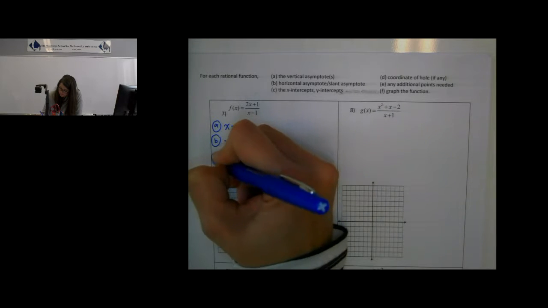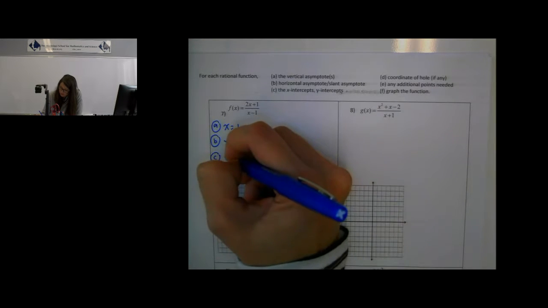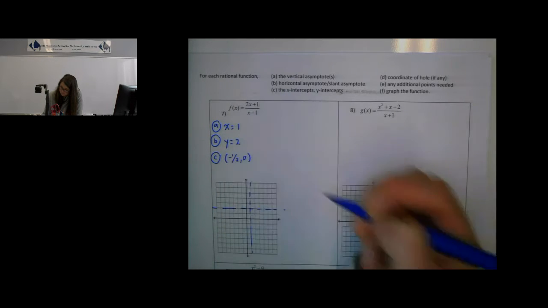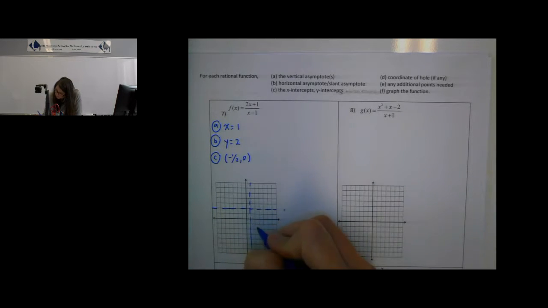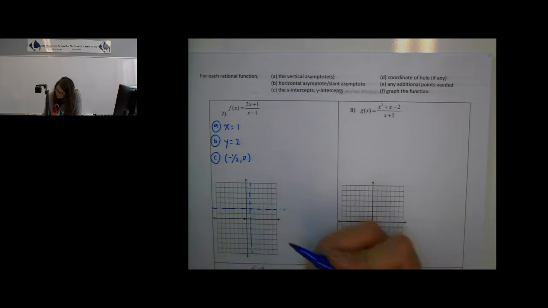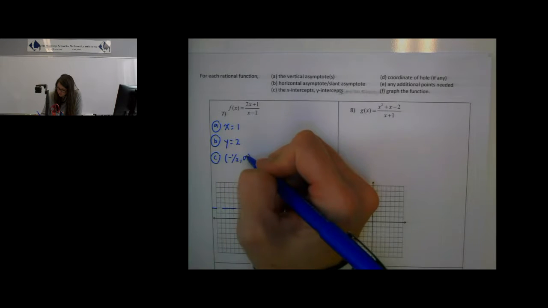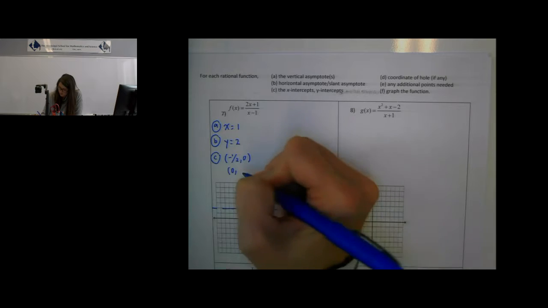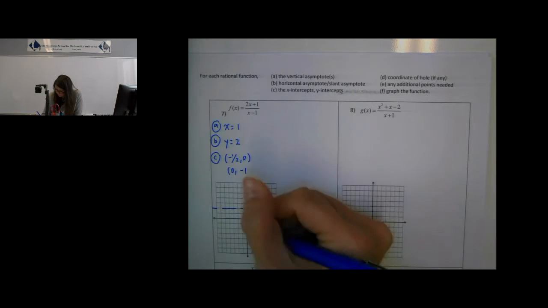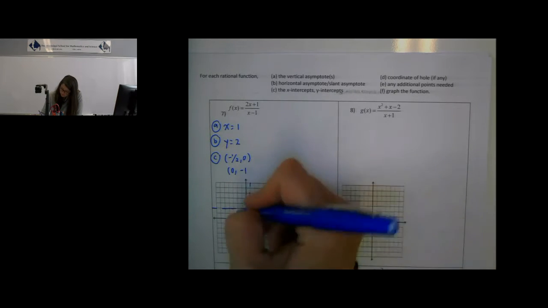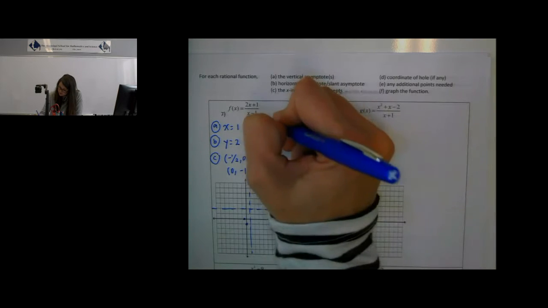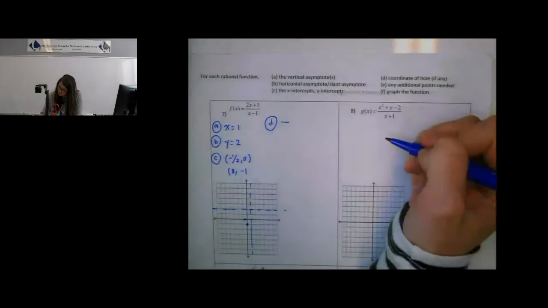X-intercepts is going to be setting the numerator equal to 0, so it's going to be a negative 1/2. Okay, and then the y-intercept is going to be a negative 1. Okay, there is no hole, so there is no hole here because I can't reduce.